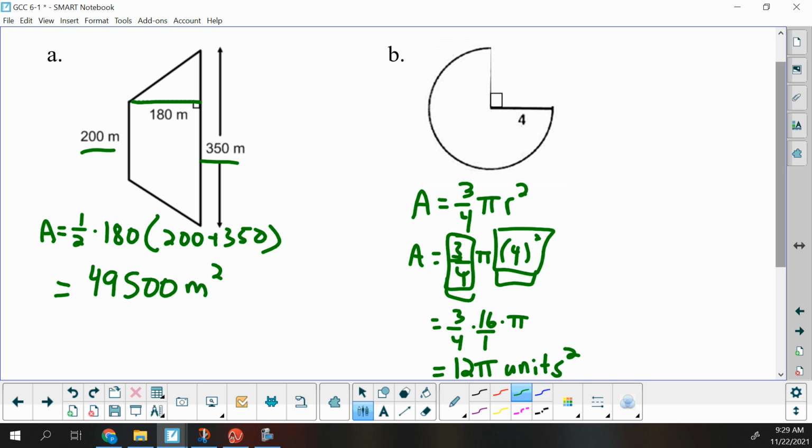Just to recap, if it tells you to round, then we would use the pi button on the calculator, which is down in the bottom left. We would put that in and then round to where they want you to round to. If it doesn't say to round, or it says to leave it in exact form or in terms of pi, you just calculate the other numbers and then you leave the pi on it.